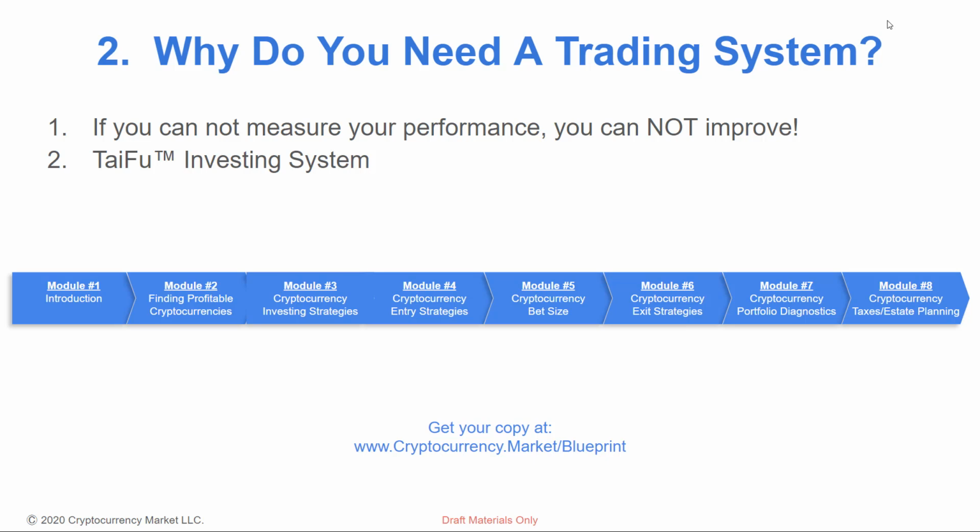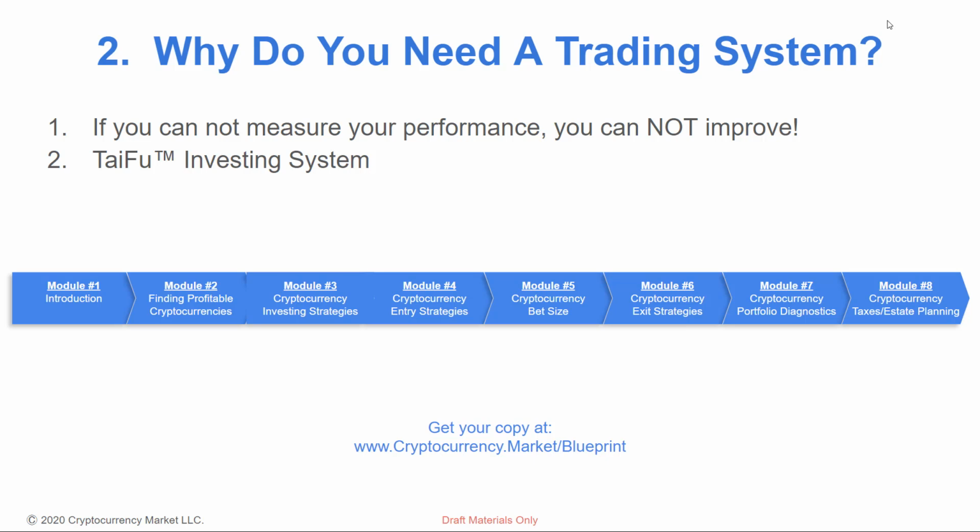And then finally, in Module 7, we talk about the cryptocurrency portfolio diagnostics. We need to look at our entire system from the beginning, when we start looking for profitable cryptocurrencies, and then the strategies that we use, the entry strategies, the bet size, the exit strategies. By the time we finally finish a trade or an investment, it's going to produce a result of a losing trade or a winning trade.